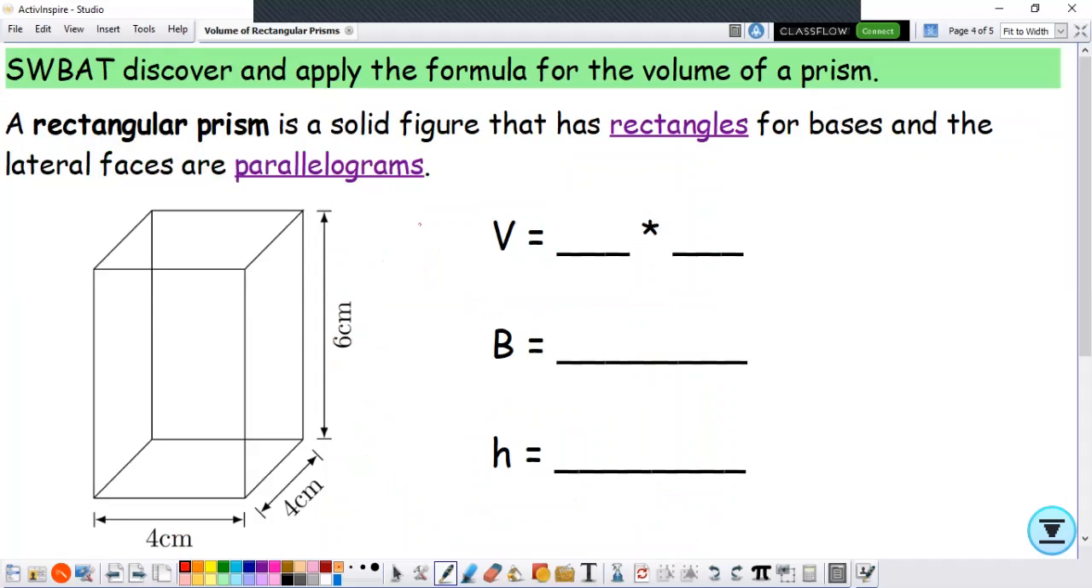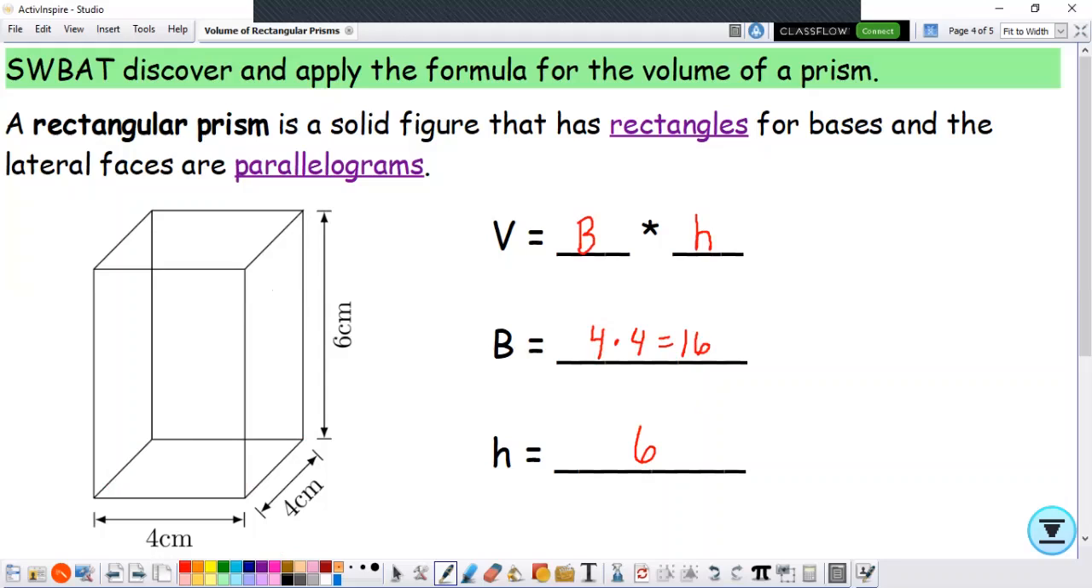Here we're going to look at a rectangular prism. So we have rectangles, or in this case a square, for bases, and the sides connecting those squares are going to be rectangles. We're going to find the volume, which we said is capital B times H. Capital B is area of the base. So if we break this apart, to find the area of this square, we're going to take 4 times 4, which is 16. The height is that distance between the bases, which is 6.